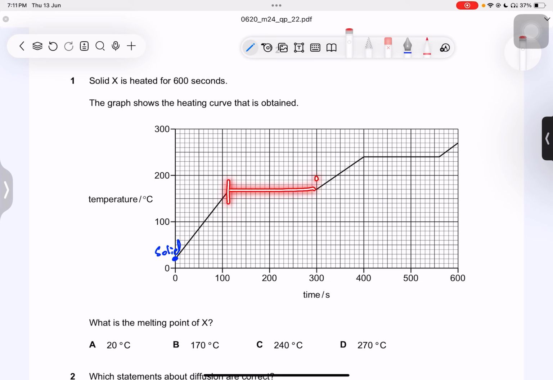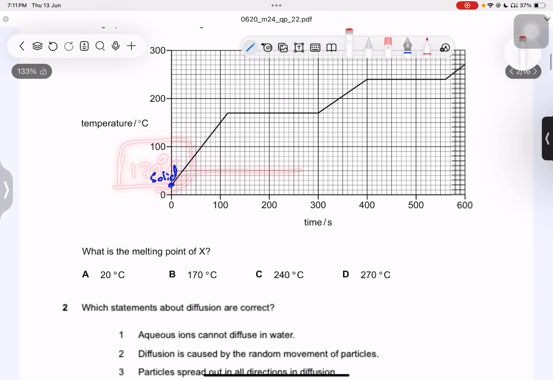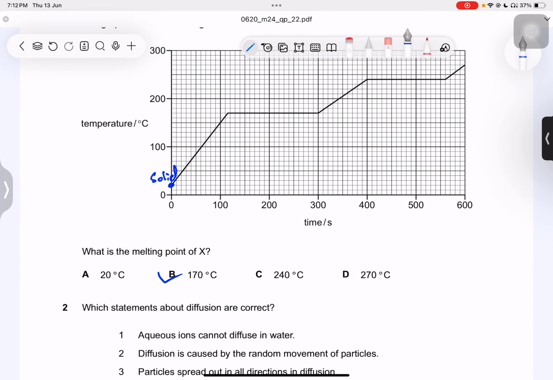So this is a state change. After solid, it should go into liquid, which means that it is melting at this point, which, if you look at it closely, should be 150, 160, and 170. So 170 is the melting point. The correct answer is B, as the question was, what is the melting point of X?